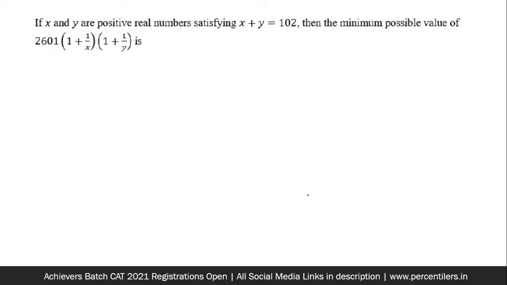Okay, this is an interesting question. I'll tell you two ways to go about this question. One way is the observation and reasoning way, and the second way is the hardcore mathematical way. I realize 2601 is 51 square, and then I realize that 51 plus 51 make 102. Do you think it's a coincidence?